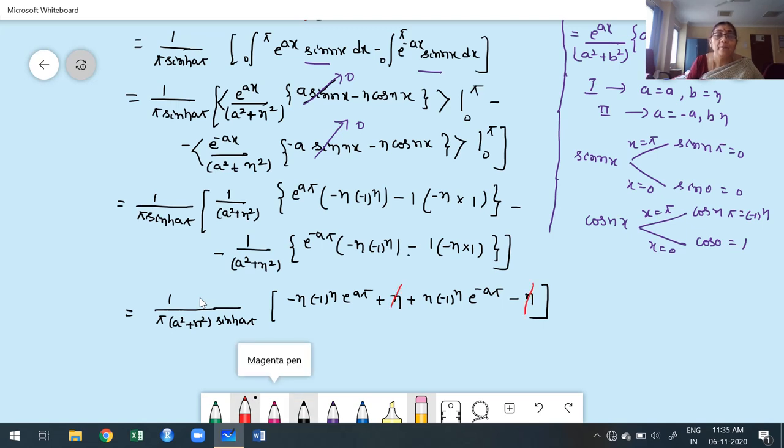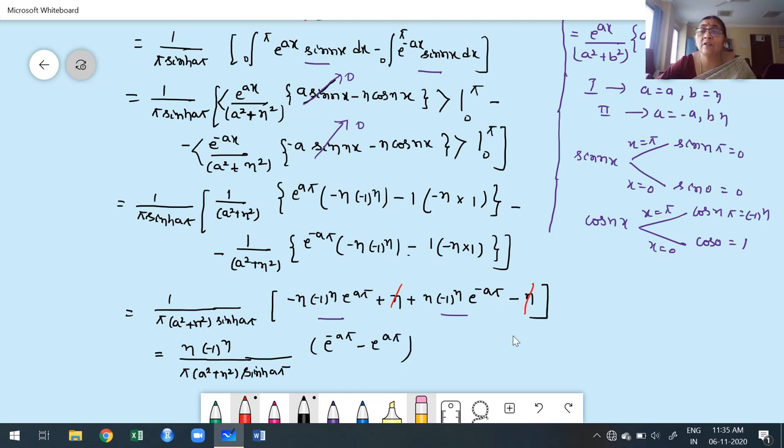Next, move on. From these two terms, what's the common factor? N into minus 1 to the power of n is the common factor, divided by pi into (a square plus n square), into sine hyperbolic of a pi, of e power of a pi minus e power of minus a pi.